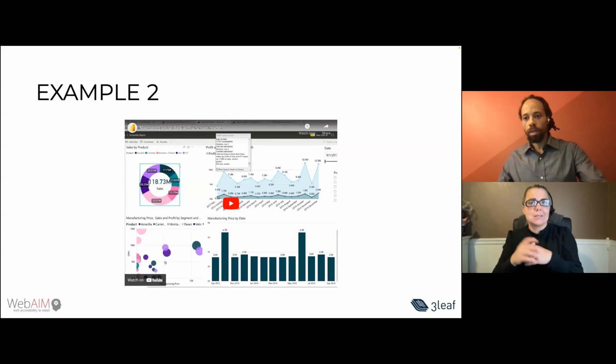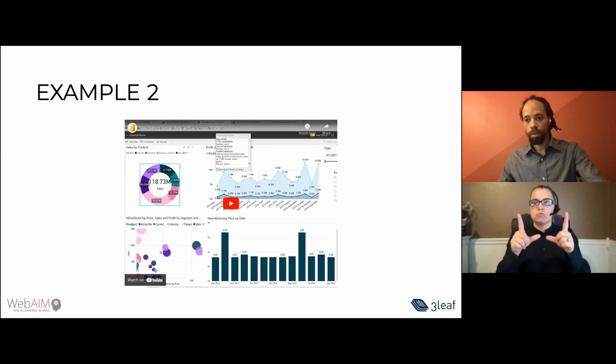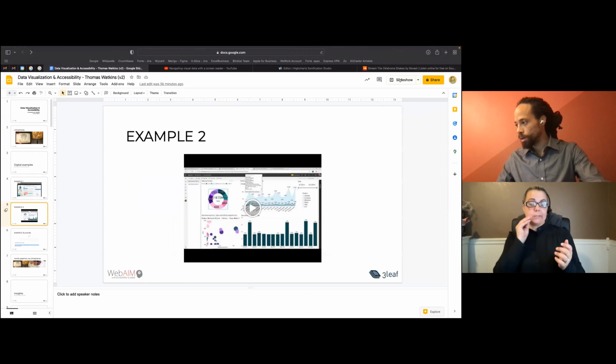Yeah, so that was just a clip of how, if somebody is using a screen reader, they're likely to experience a dashboard. And that's one of the better case scenarios.